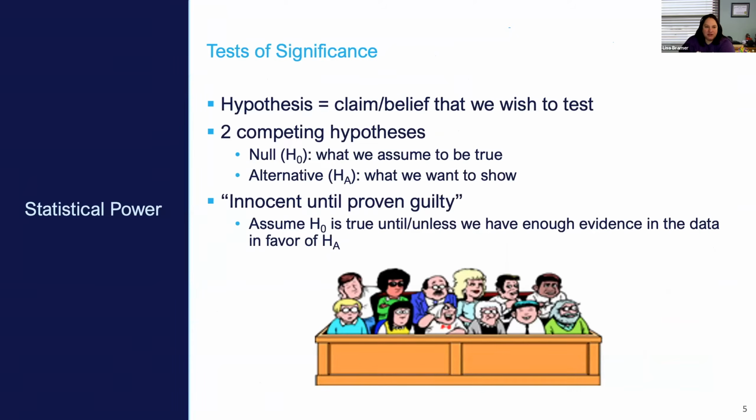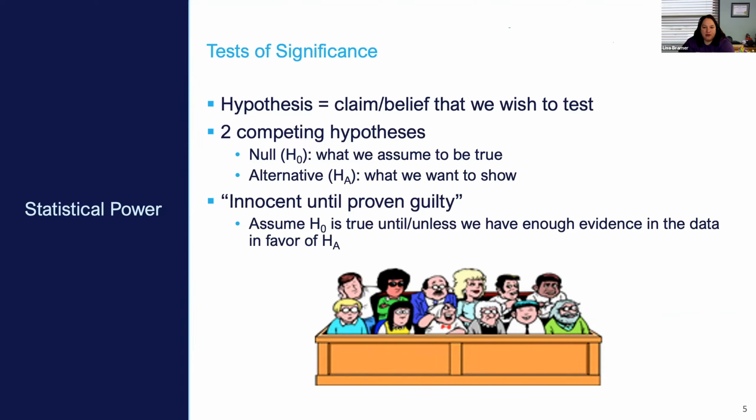So to get us all on the same page, we have to think about some terms. If we're talking about hypothesis testing or tests of significance, a hypothesis is just some claim or belief that we want to test. And in science, we have two competing hypotheses: a null hypothesis, which is what we assume to be true inherently, and the alternative hypothesis, which is usually what we want to show, or the significant relationship that we want to find if there is evidence.